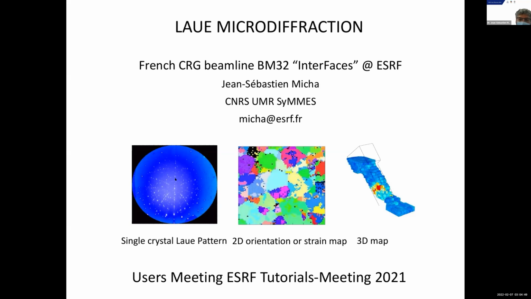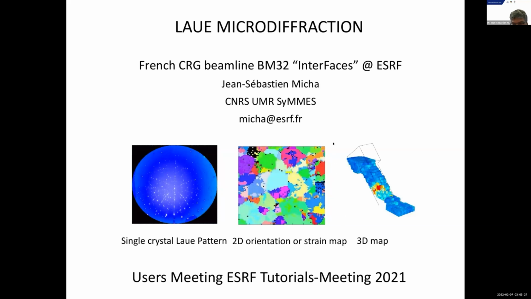And you can do such a measurement at any point in your sample. This is typically a polycrystal of CdTe. And from the analysis of every single Laue pattern that you have collected at every sample position, you can determine the local orientation there, and also the local strain from the unit cell of the material.